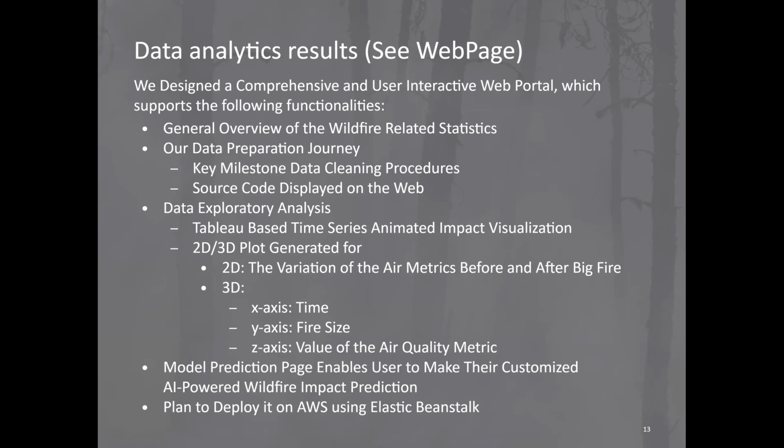Our website contains several key features. Each of those features is represented as one of the items in the navigation tab. In total, we have 5 navigation tabs. The first one is our general overview of the wildfire related statistics and wildfire information. The second one will be our data preparation journey, including our data cleaning procedure and our source code. The third one is our exploratory data analysis, our EDA, which basically includes 2 parts.